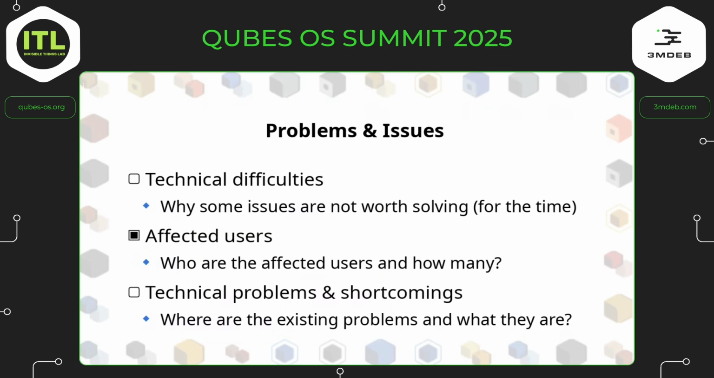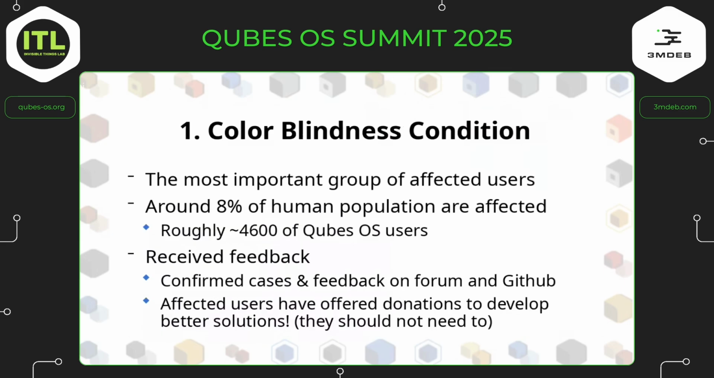So who are the affected users and how many are they? The first group, and the most important one, are the people with some form of color blindness condition. That is 8% of the human population, which should be roughly 4,600 of Cube's users. And we have confirmed cases on the forum and GitHub. Even one user has offered me donations to develop a better solution for their issues. And I believe that they should not need to do this in the first place.